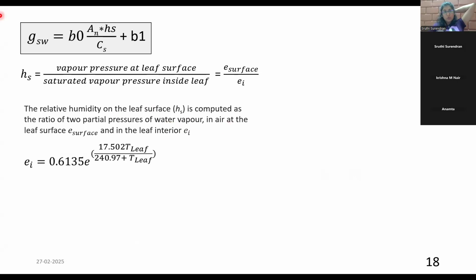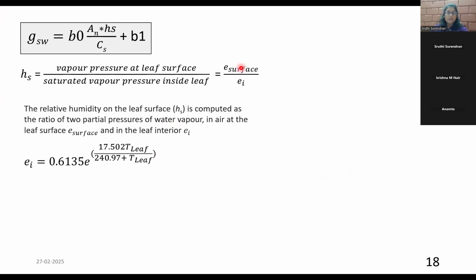So if we want to know the HS value, we should get the partial pressure of water vapor in air and the partial pressure of vapor inside the leaf. In order to get the saturated vapor pressure inside the leaf, this is represented as a function of the leaf temperature. So if we know the temperature of the leaf, we can estimate this value.